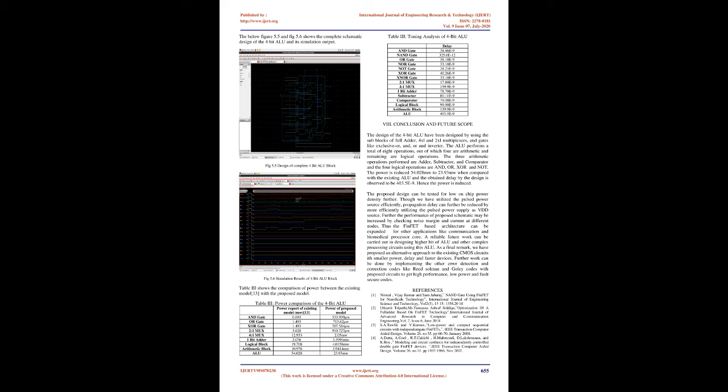1 arithmetic 4:1 multiplexer. 2 logical 4:1 multiplexer. 3 2:1 multiplexer to select either arithmetic or logical operation. Each bit uses 3 multiplexers and 1 full adder. The detailed block diagram of the 4-bit ALU is shown in figure 4.2.